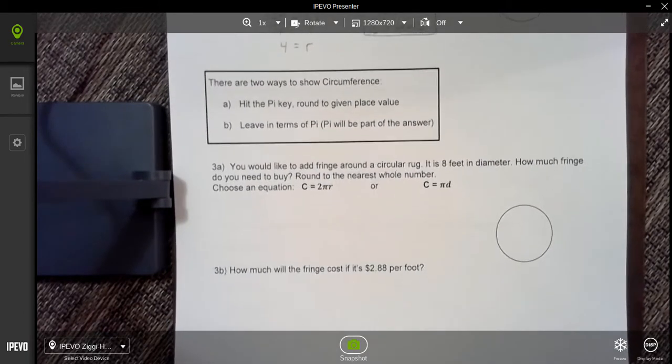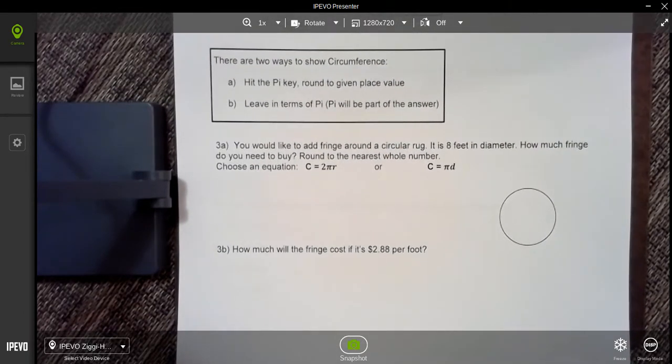In number 3a, it says that you would like to add fringe around a circular rug. So we have a rug, we're going to put some fringe all the way around that circular rug. It's 8 feet in diameter. How much fringe do you need to buy? Then we're going to round our answer to the nearest whole number.